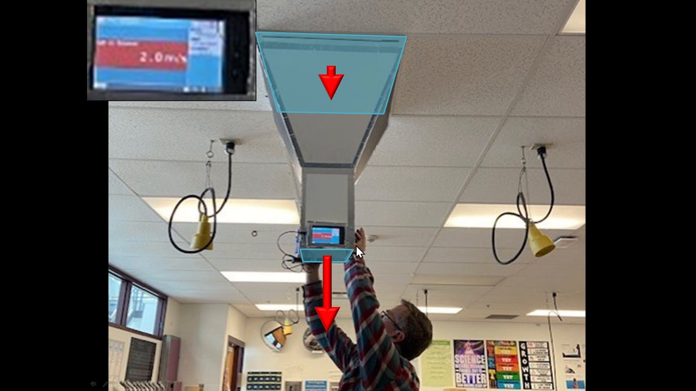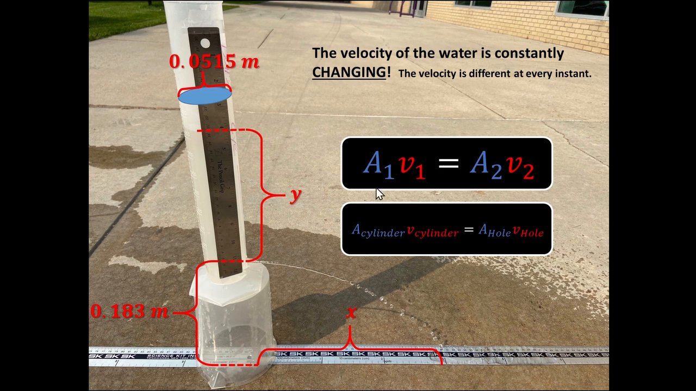This is a Vernier instrument with an anemometer. It measures the velocity of the wind, and it just displays it on the screen here. So knowing how fast the air was blowing and the cross-sectional area, I could calculate how many cubic feet per minute were coming into my classroom.